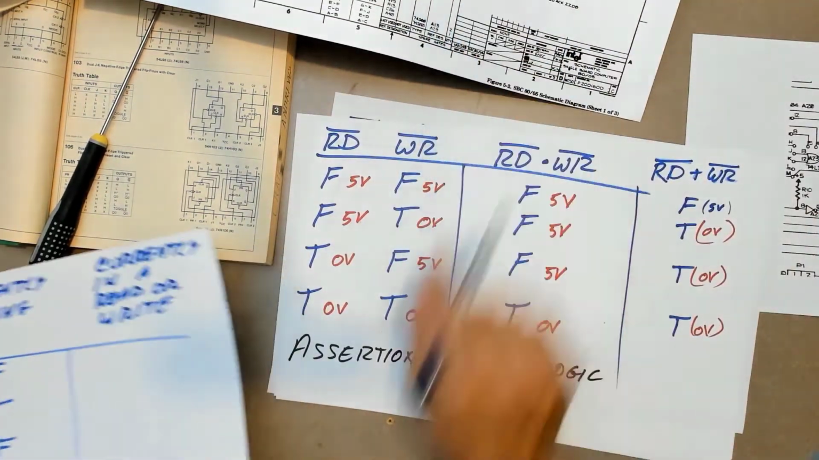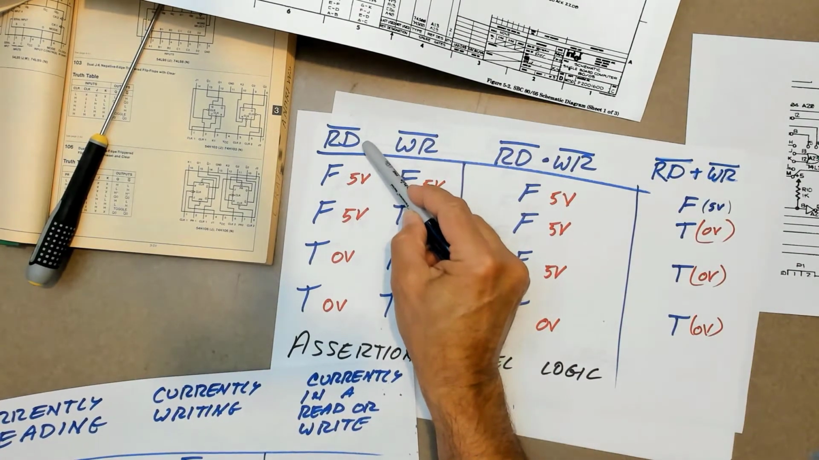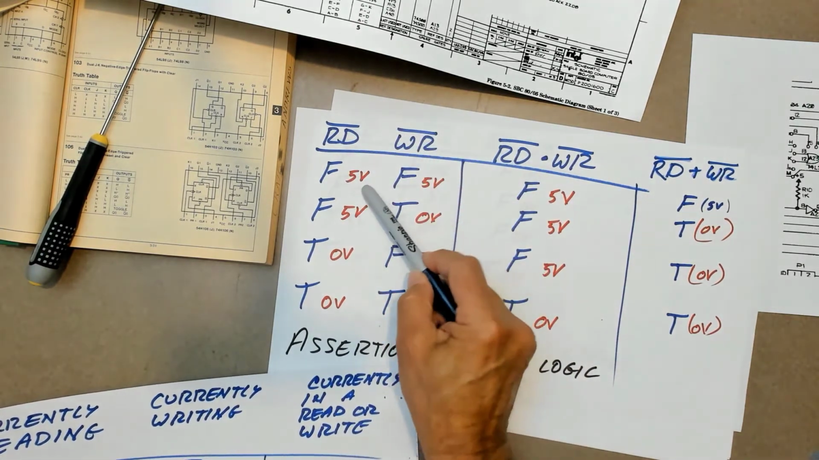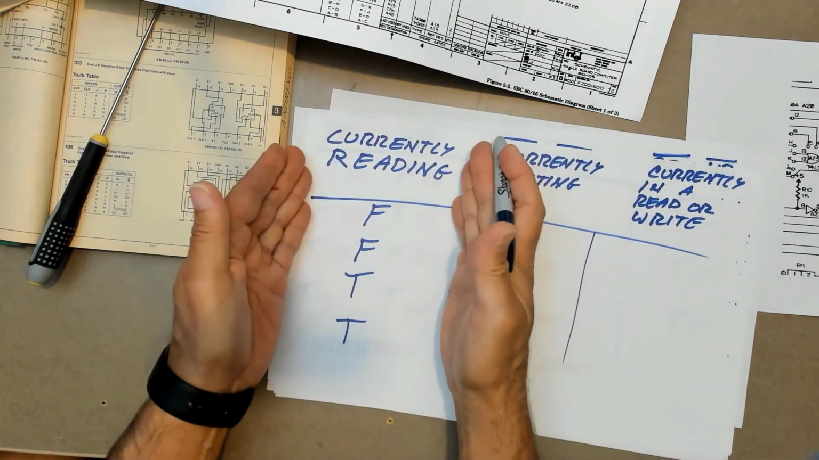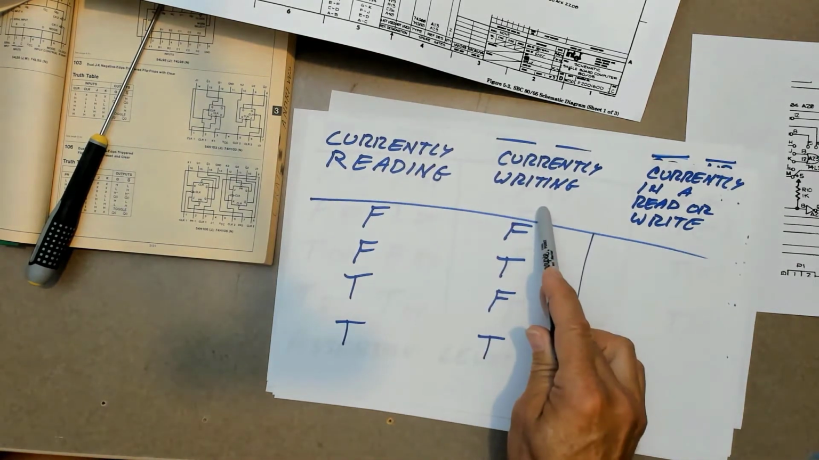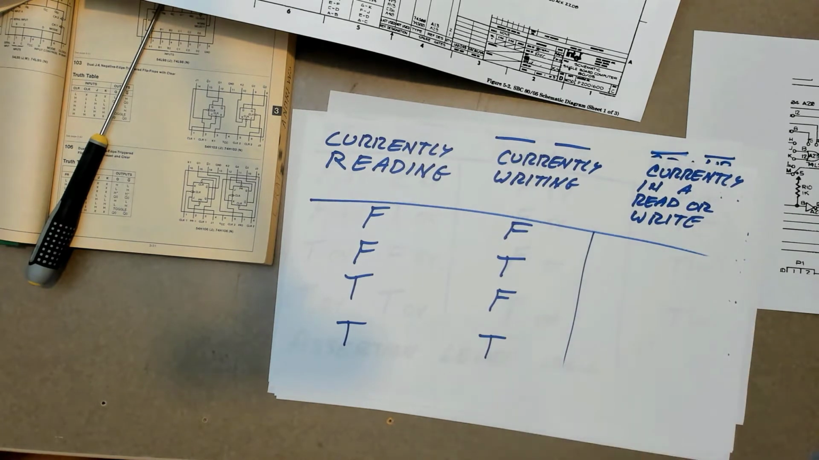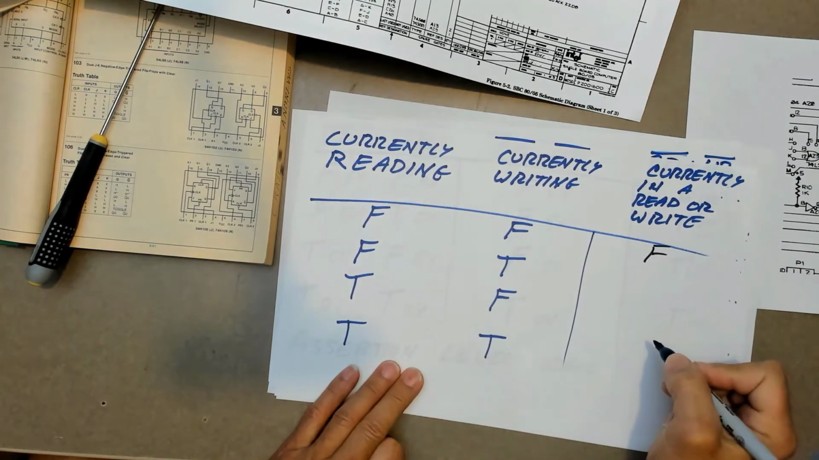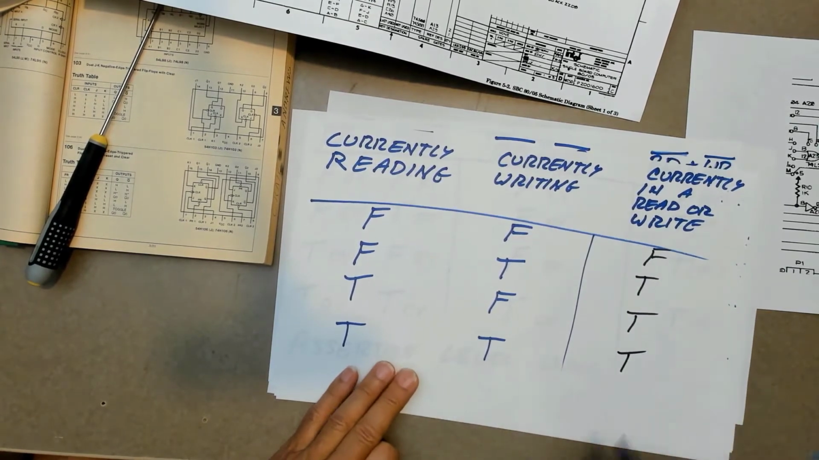So if we do that last truth table we did, this one, assertion level logic, because here we had the signals shown as inverted. This was read with a bar over it, so these were kind of inverted, but then we said that 5 volts was false. So we can redo that truth table where we actually call this what the signal is. So if we said that this is currently reading, currently writing, and the answer is we're currently in a read or a write. Okay, so if we're not currently reading and we're not currently writing, then we're not in a read or write. These two would be true, true, and in this case we are in a read or write. We're actually in both.